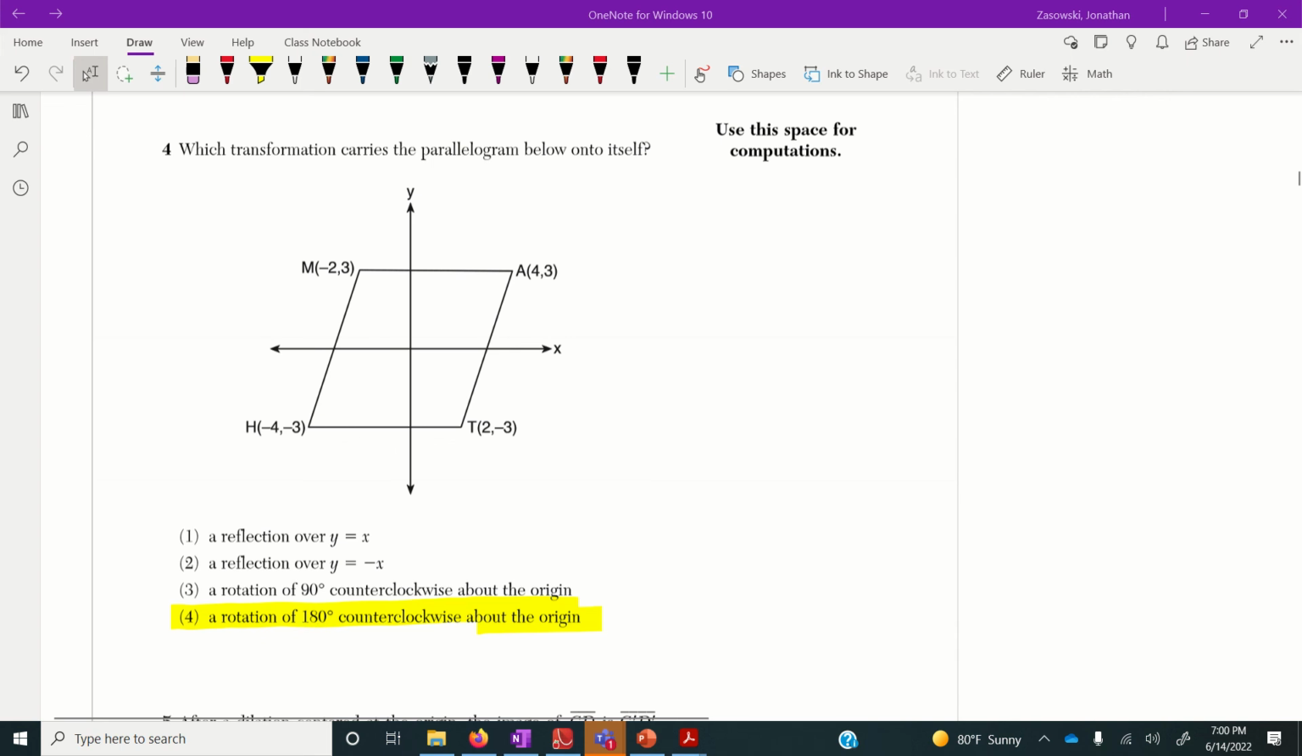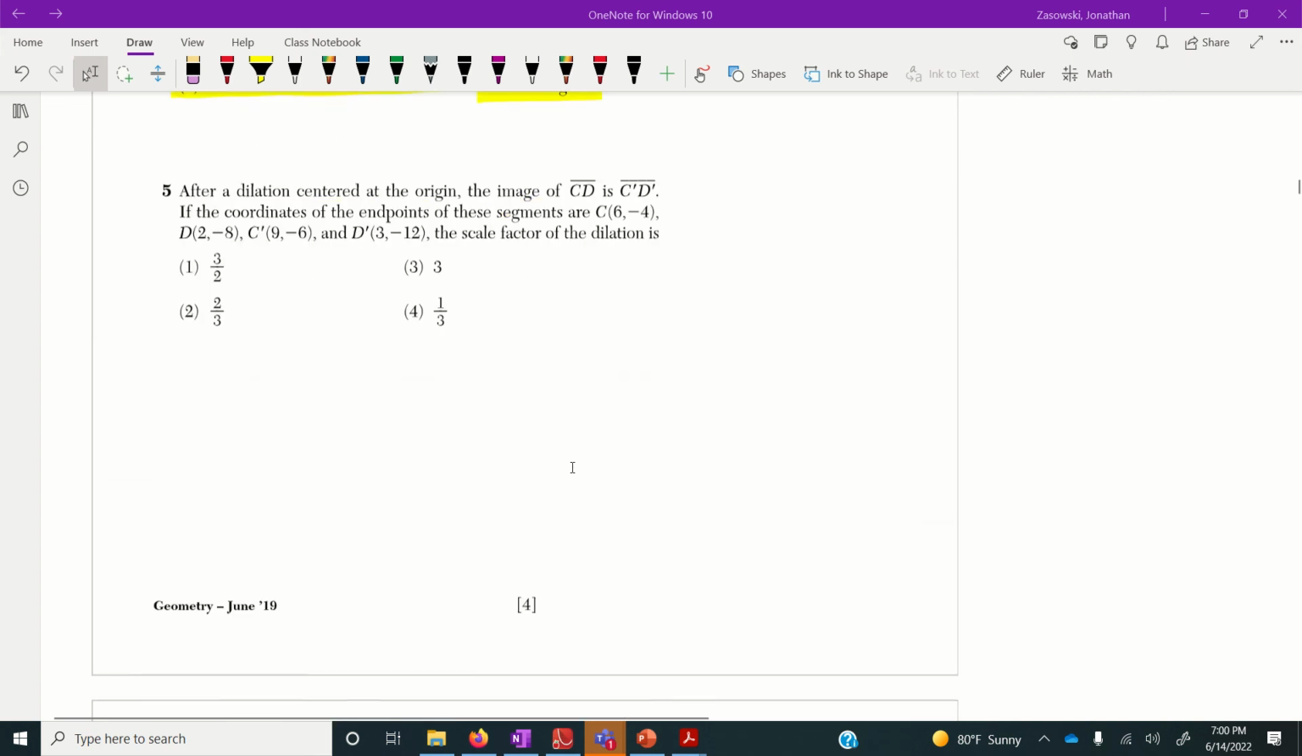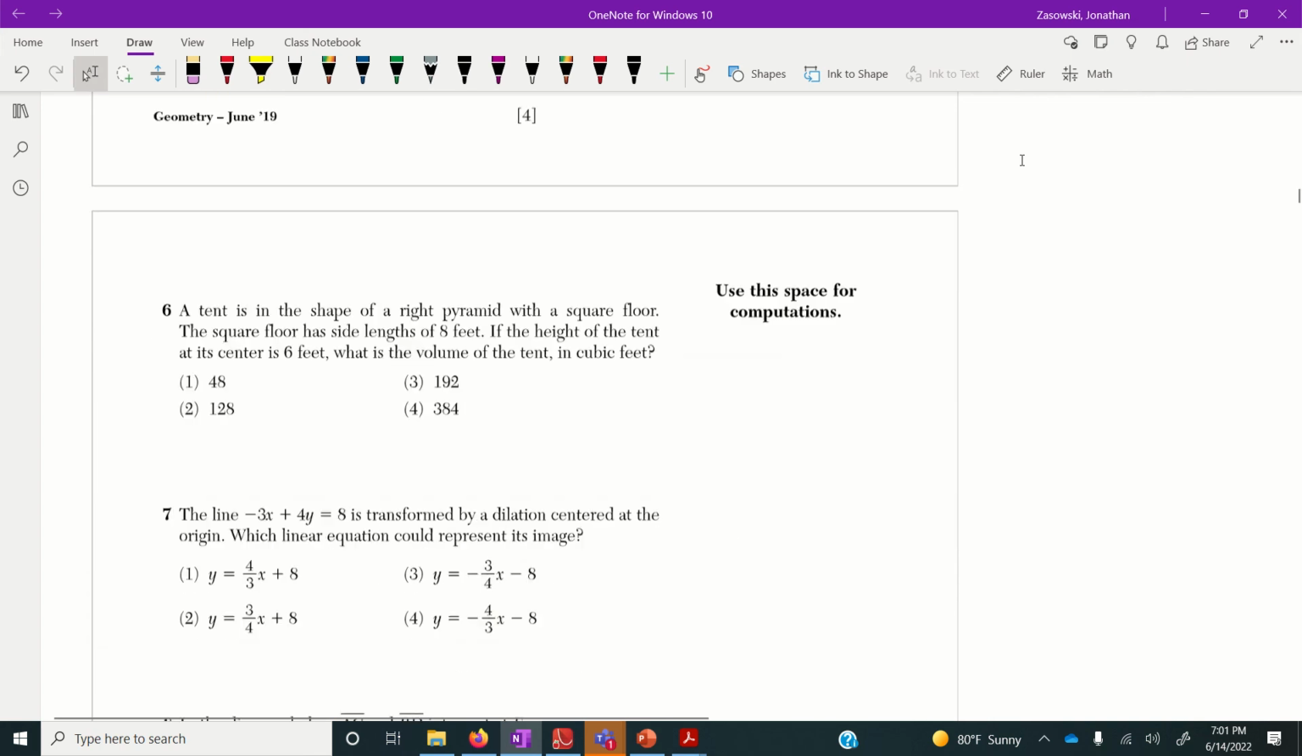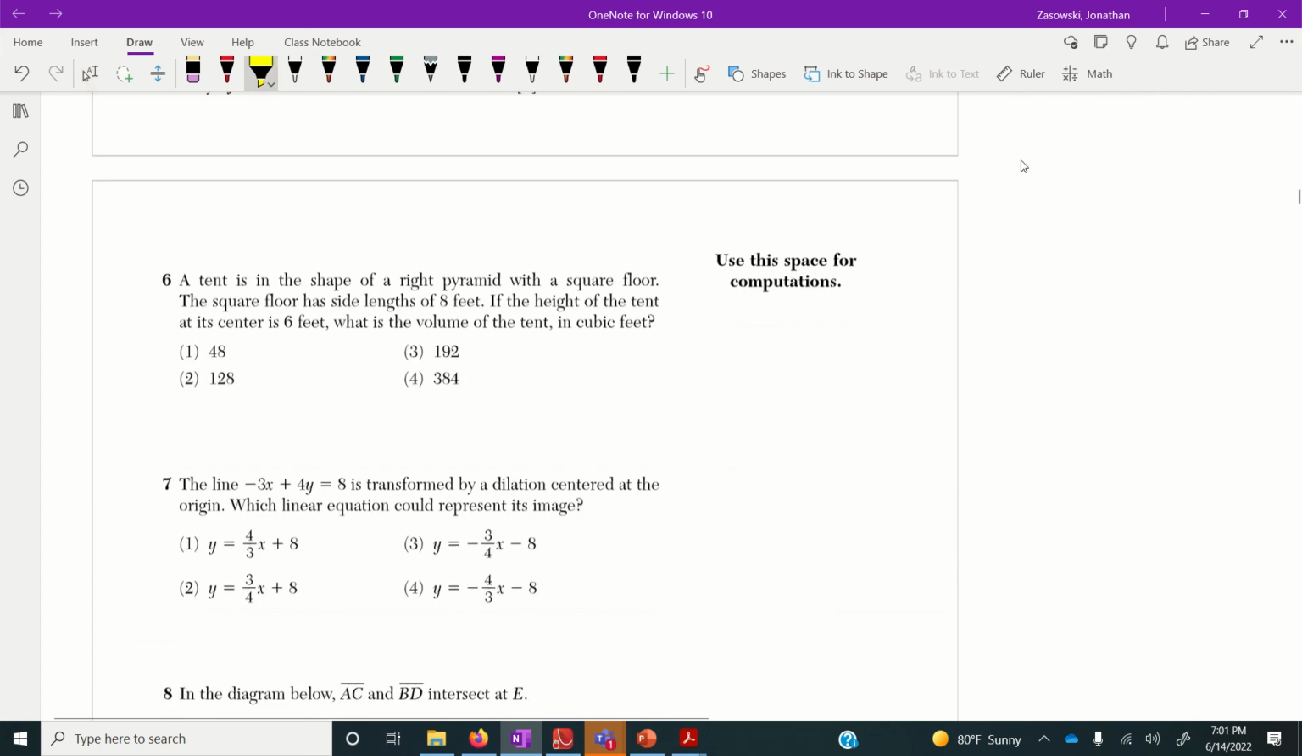All right, number 5 here. So after dilation mapping, which of these coordinates, what is the scale factor? So if you just do the x's or the y's and make a ratio from C to C prime, okay, remember it's always, is it getting bigger or smaller? So it's getting bigger. Okay, so we're going to do prime over the original, so image over the original, and we should get 3 over 2. So that's choice 1. 6. Plug in your formula. Okay, should be 128.